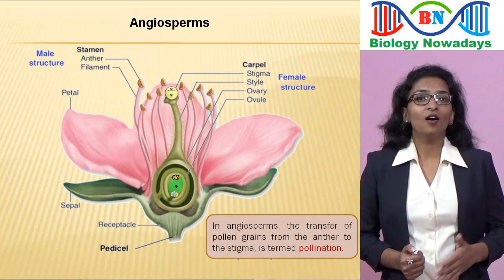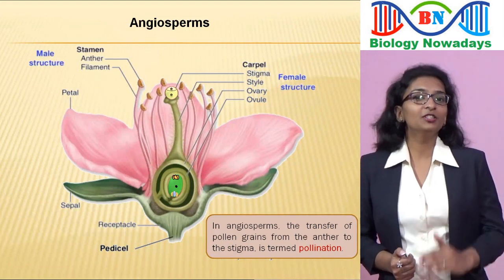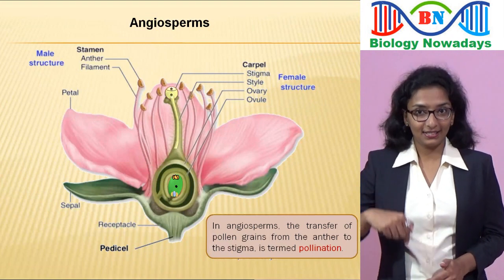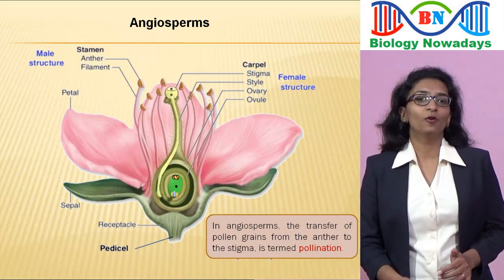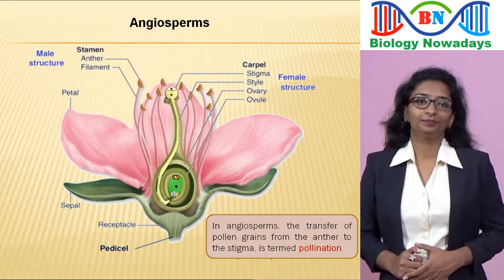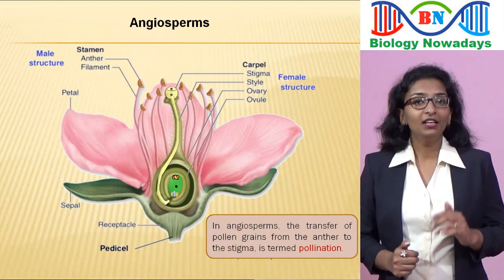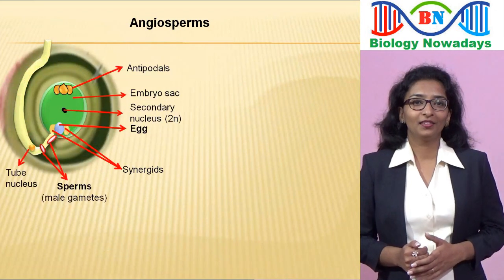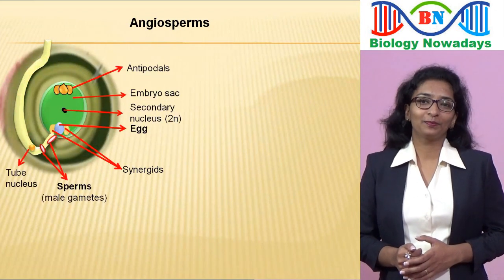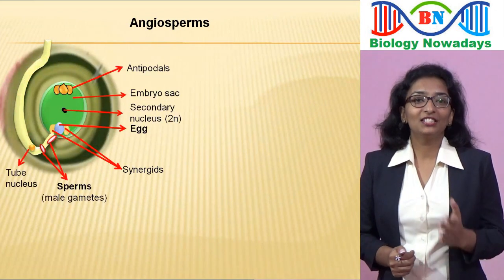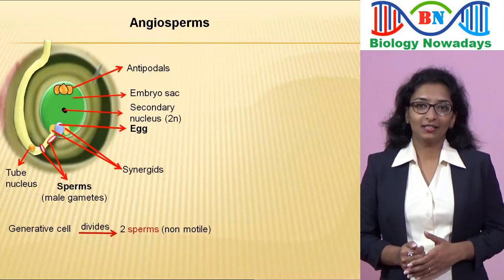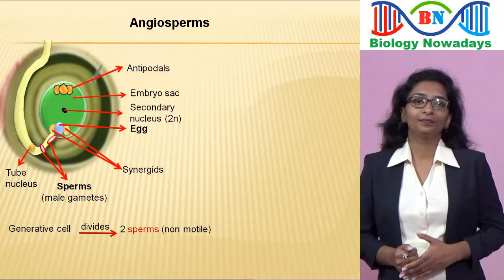The pollen grains on the stigma produce pollen tubes that will grow through the tissues of stigma and style and finally reach the ovule through the micropyle. By this time, in the pollen tube you can see the tube nucleus and 2 sperms. Do you know how the sperms are produced? It is the generative cell which divides into 2 sperms, that is male gametes, which are non-motile.